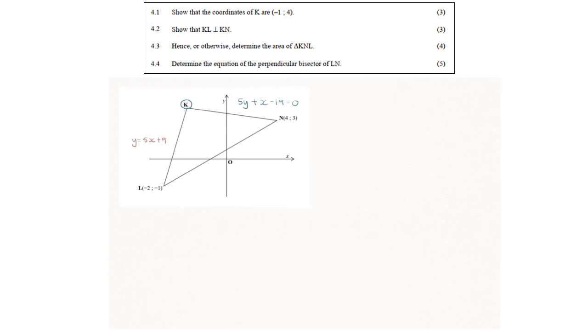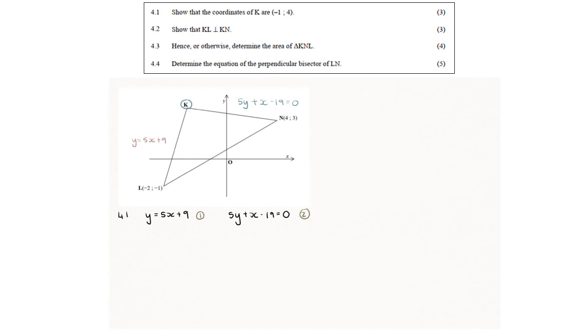So what happens at K? K is the point of intersection of KL and KN. So if we take the two equations of KL and KN and solve them simultaneously, it will give us the coordinates of K. We can label y equals 5x plus 9 equation 1, and 5y plus x minus 19 equals 0 equation 2.